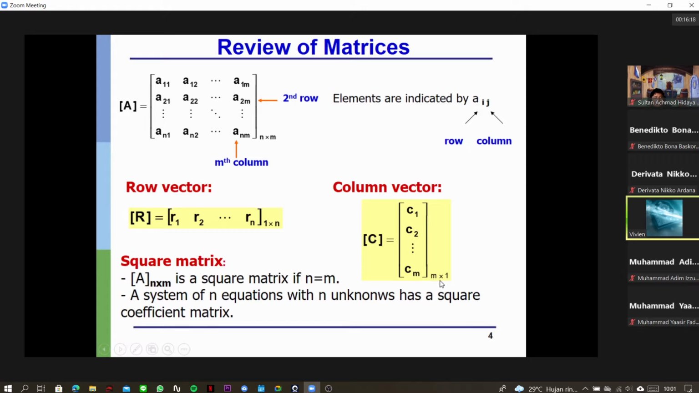And we have the term square matrix. If the number of rows is equal to the number of columns, that means square. So if the number of rows equals the number of columns, and say we are solving n equations for n unknowns, this means that the matrix built by the system will be a square matrix.